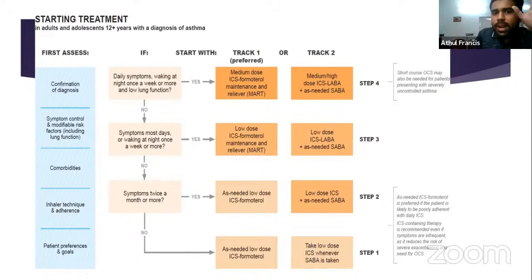So just remember, in track 1, it's always ICS, ICS formoterol. Initially, it can be used only on an SOS basis. Later, you use a low dose ICS as a maintenance and reliever. And in step 4, you make it a medium dose ICS LABA plus a low dose ICS LABA as your reliever.